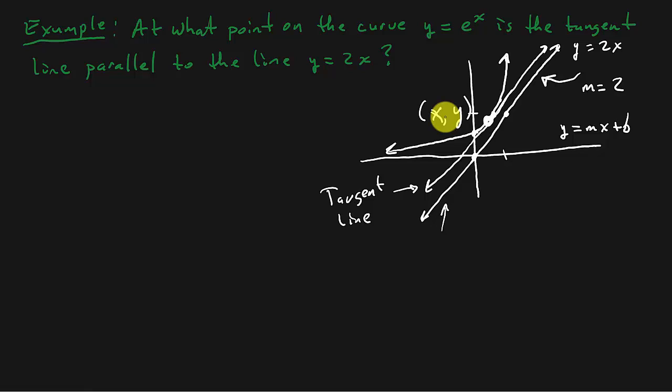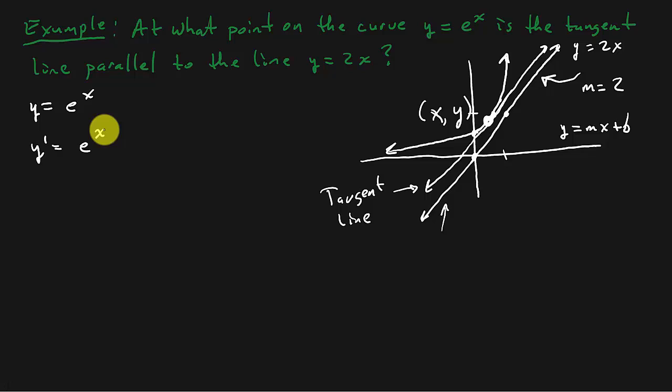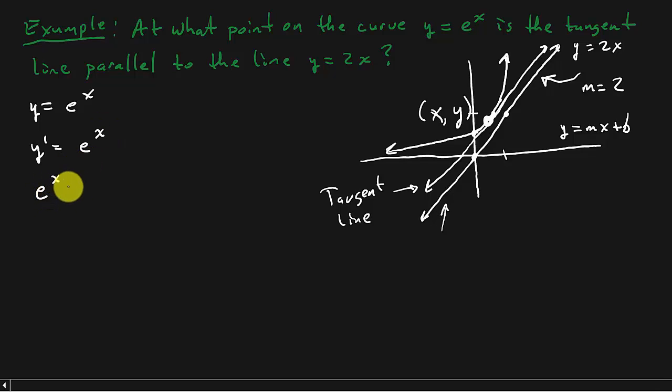Well, that's kind of like the one we did where we wanted to know the points where the tangent line was horizontal, the slope needed to be 0, right? Well, in this problem, the slope needs to be 2. So I've got y equals e to the x, so y prime is e to the x. What do I need to know? Well, I need to know when e to the x equals 2.